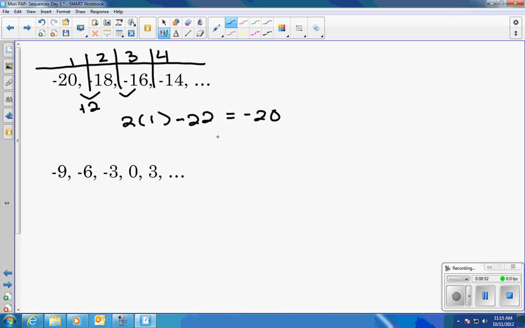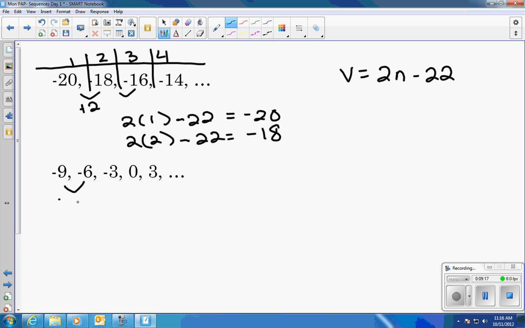So how do you get from positive 2 to negative 20? You subtract 22. These are a little bit harder with the negatives, so always double check using 2 or more. 2 times 2 is 4, but the chart says it should be 18. So how do you get from 4 to 18? Subtract 22. So my value equals 2n minus 22, where n represents the position number.